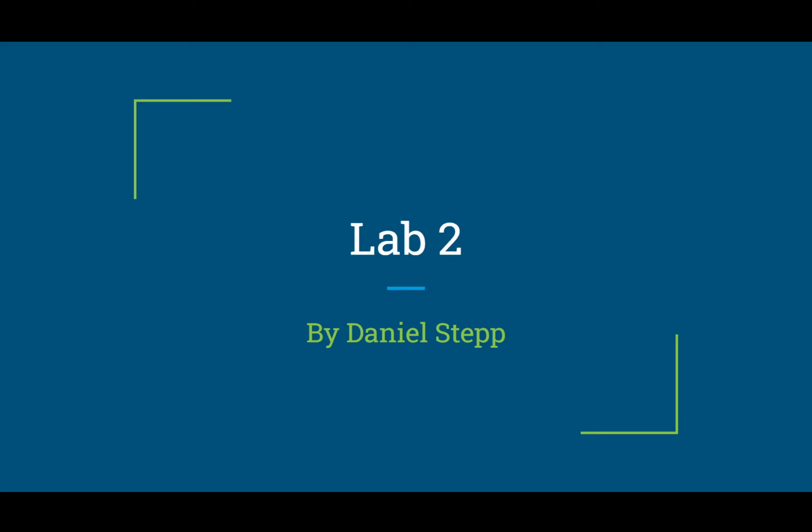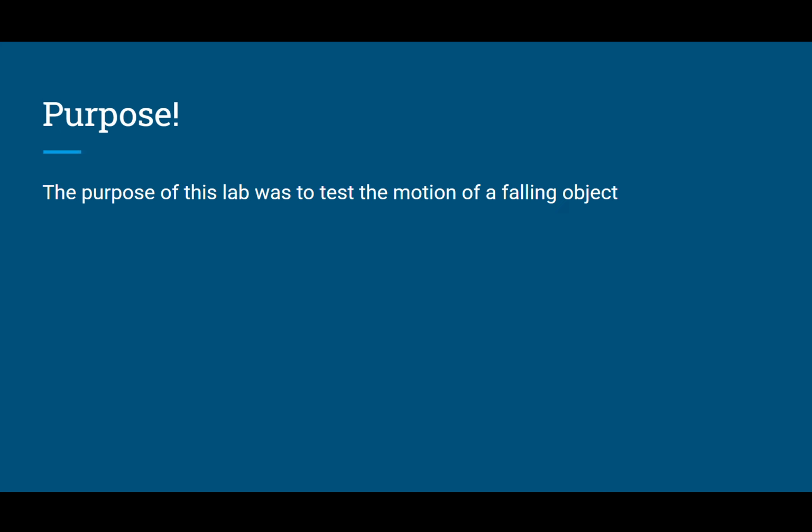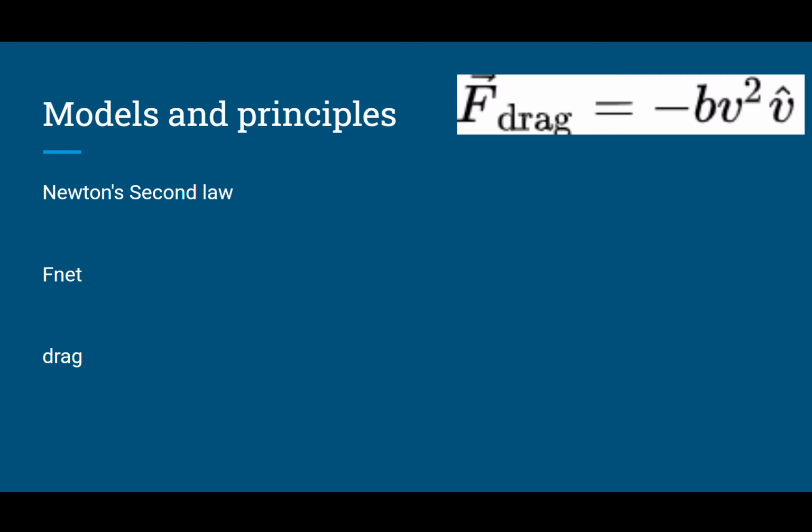Hello, my name is Daniel Stepp, and this is my lab 2 on motion and throwing an object. The purpose of this lab was to test the motion of a falling object and to simulate it and to compare the simulation to the actual data that we calculated from a video of us throwing an object.